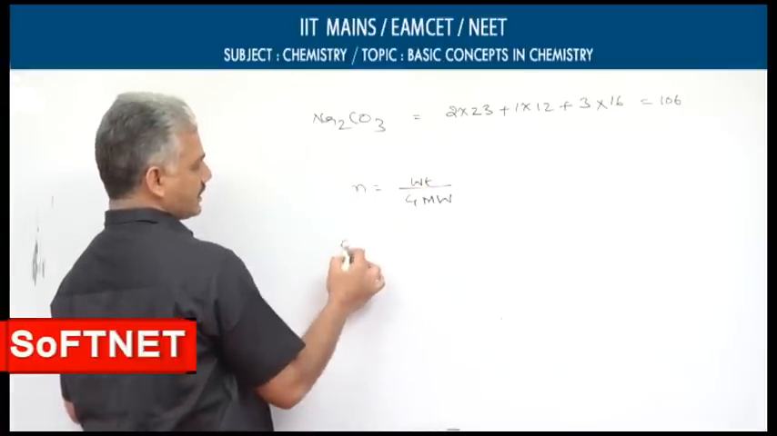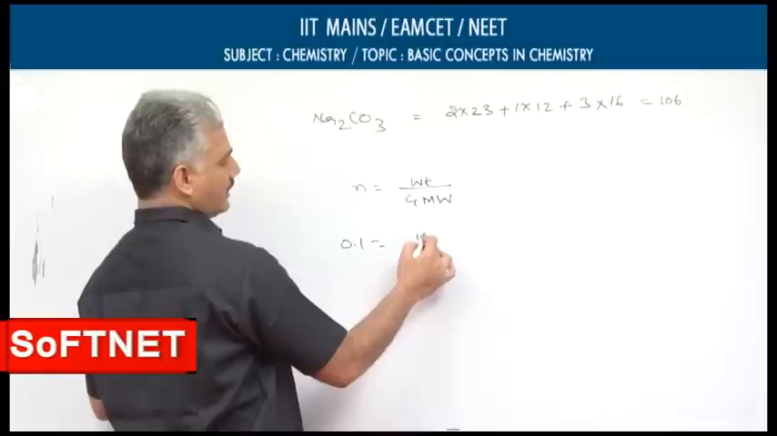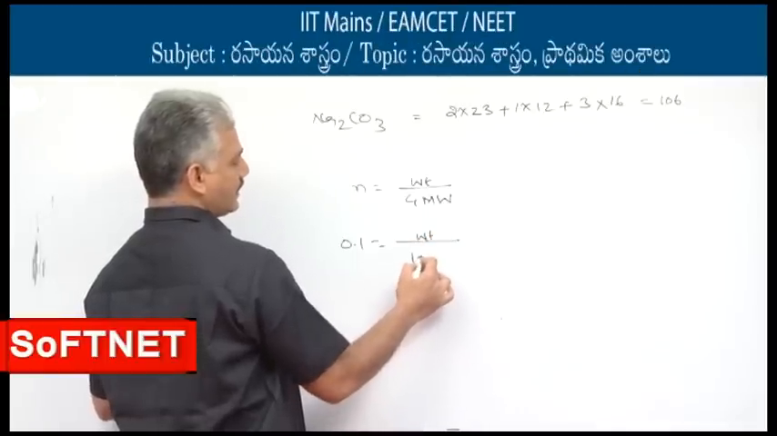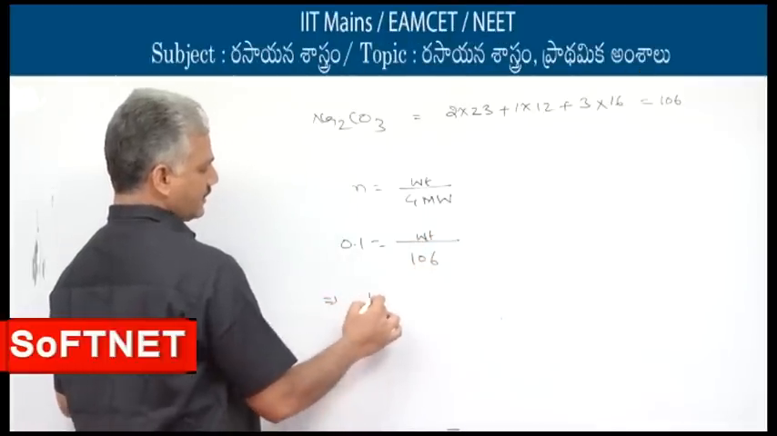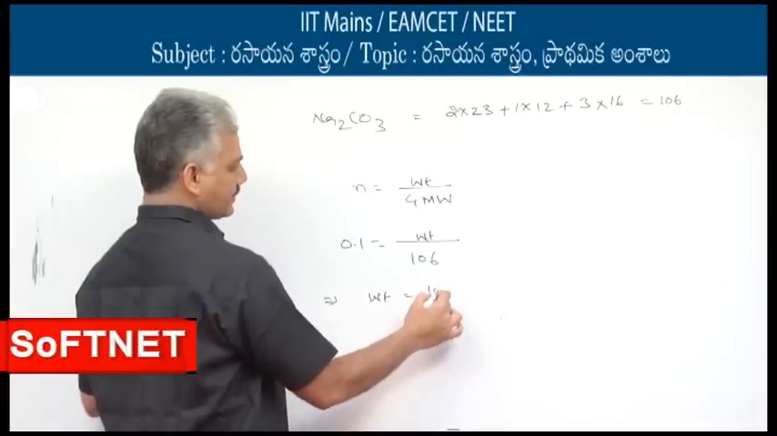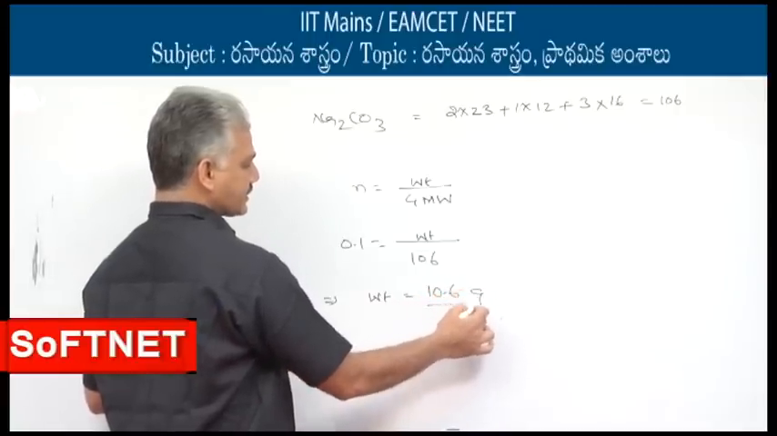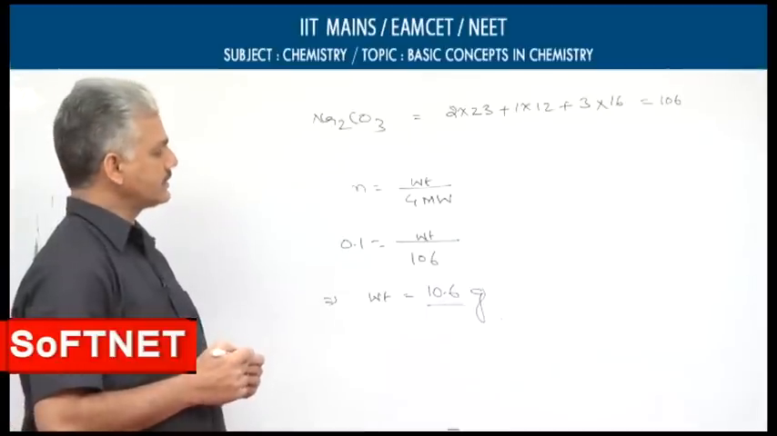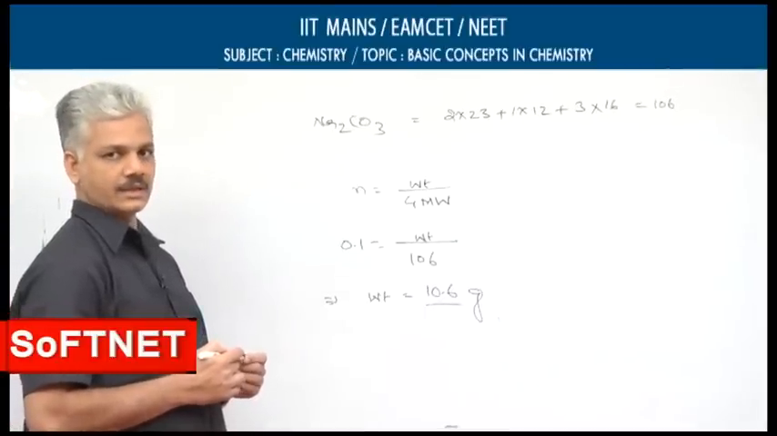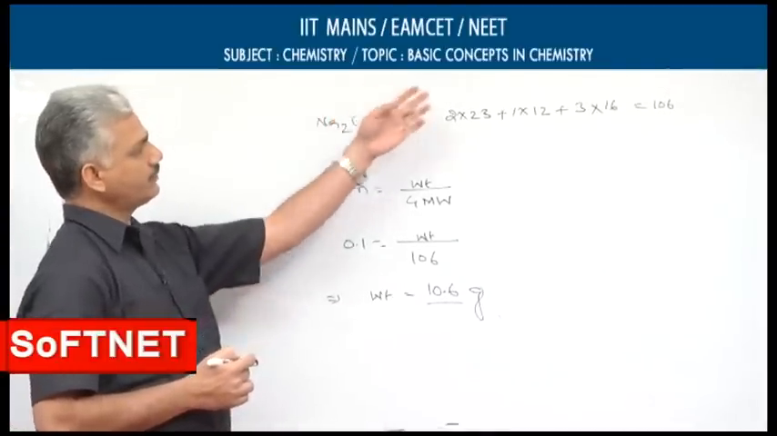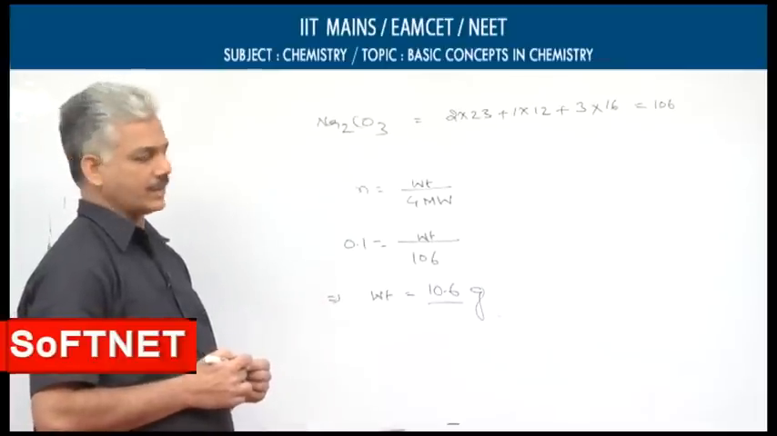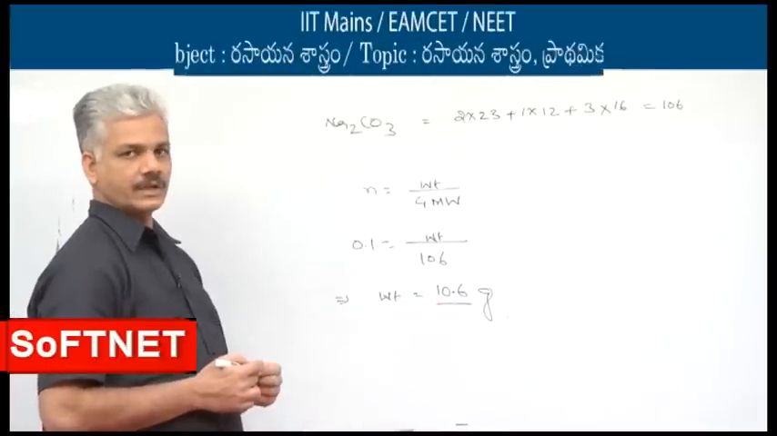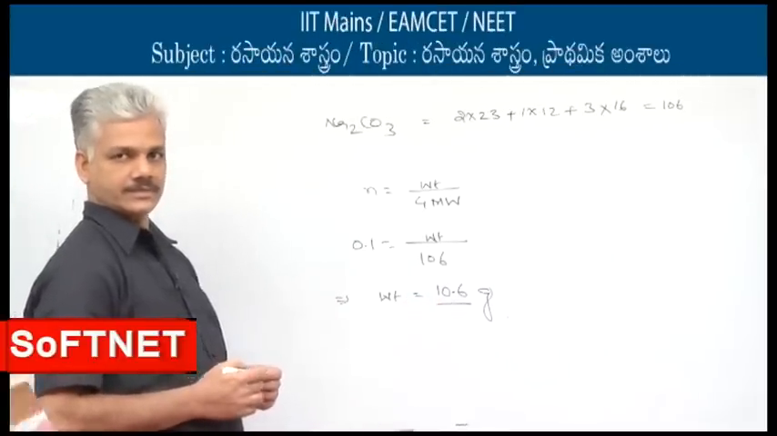As the number of moles is given as 0.1, the weight you have to calculate, and the gram molecular weight is 106, the weight comes out to 10.6. The weight carries units, and in the CGS system it is grams. So, the weight of 0.1 moles of sodium carbonate is equal to 10.6 grams.